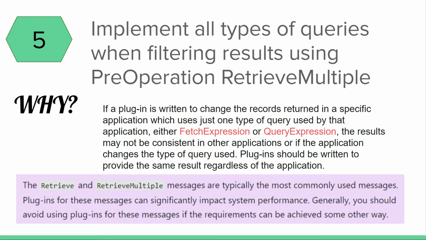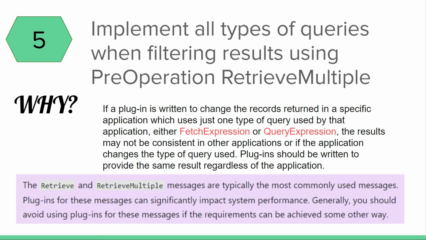Number 5, implement all types of queries when filtering results using pre-operation retrieve multiple. There are many types of data fetching requests: fetch expression, query expression, and query by attribute. These are all expressions. All types of queries that we use for filtering data should be on the pre-operation, not on the post-operation, and retrieve.